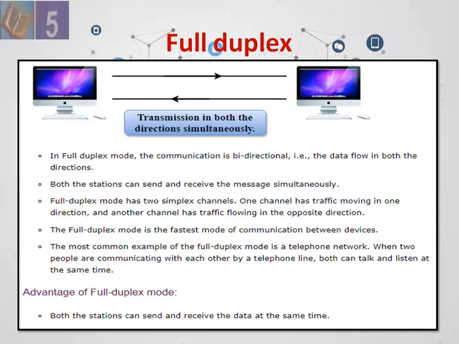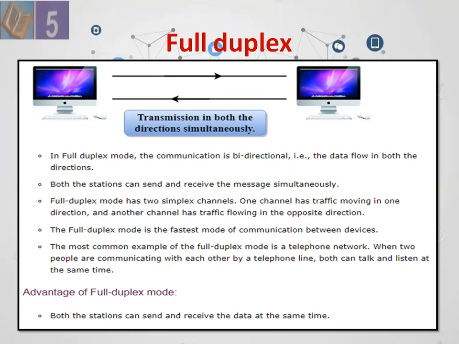Then we have full duplex. In full duplex, the communication is bidirectional. The data flows in both directions simultaneously. It means that at the same time, both devices can send and receive data in both directions simultaneously. Both stations can send and receive the message simultaneously.